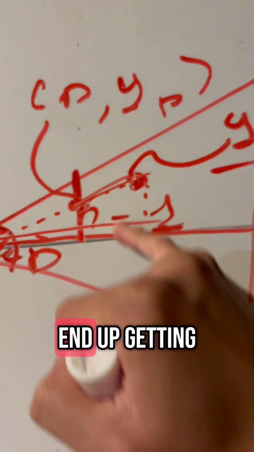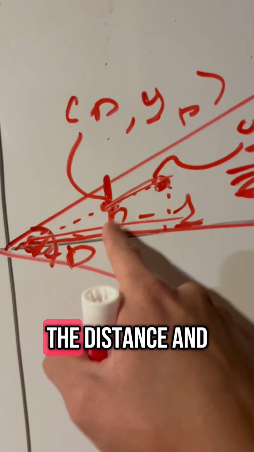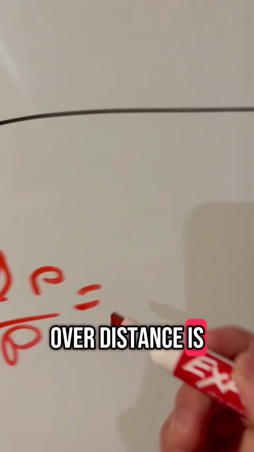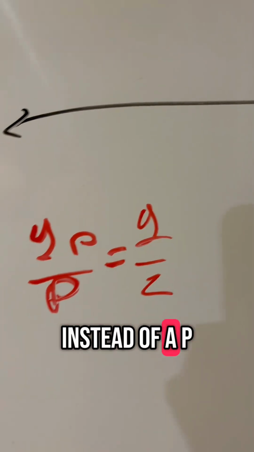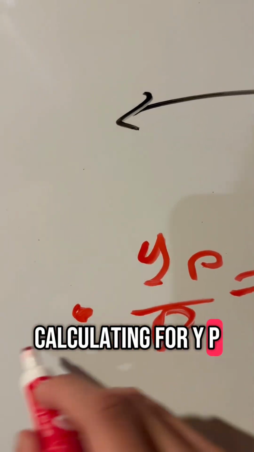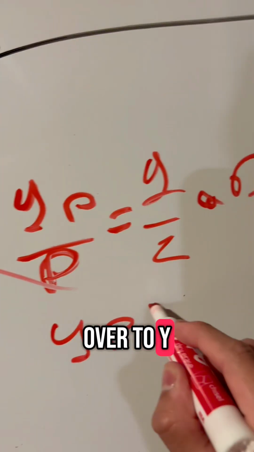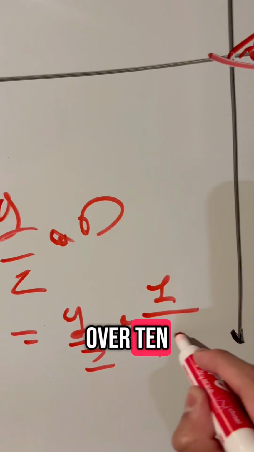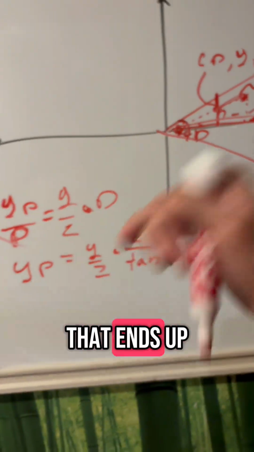So that's the ratio that we end up getting on this triangle, y over z. And using the idea of similar triangles, we can use the distance and the yp we got. So now we say yp over distance is equal to the regular y over z. It's the d instead of a p. So now you can end up calculating for yp. So you multiply by d, cancel out, multiply here. And now we already have solved for d over here. So now this ends up going over to yp is equal to y over z times 1 over tan theta divided by 2, and that ends up being your FOV that ends up getting projected.